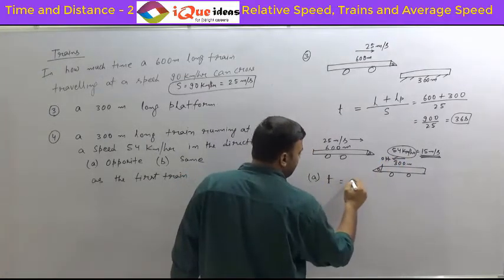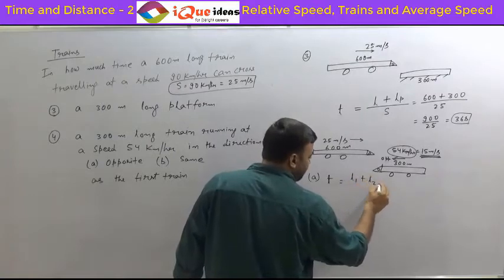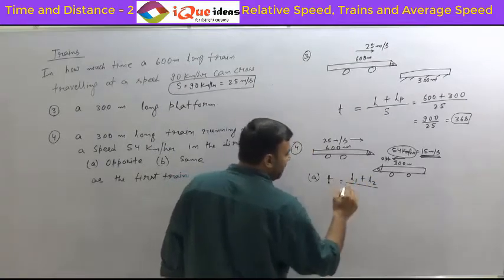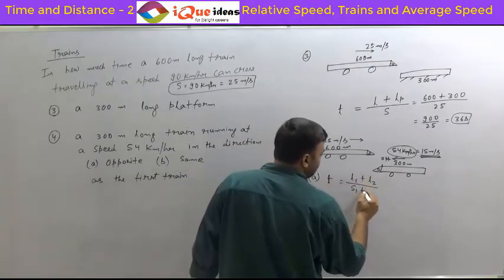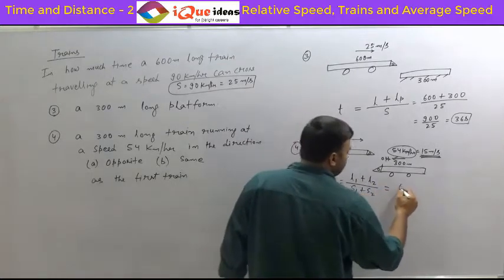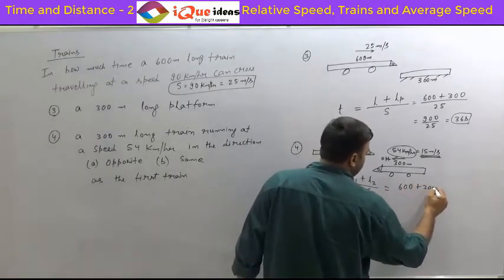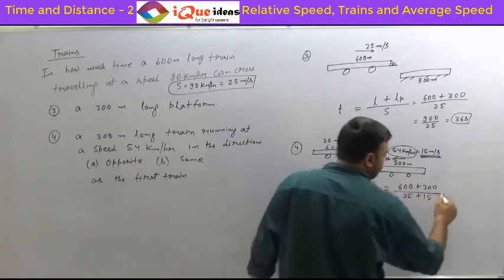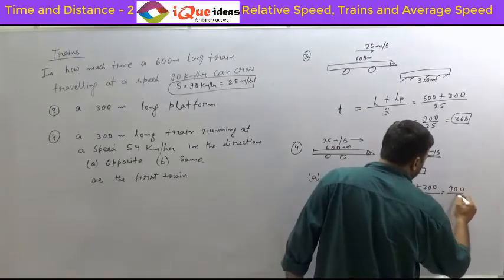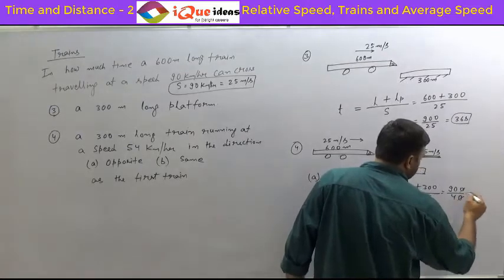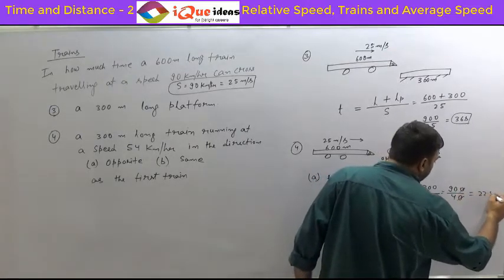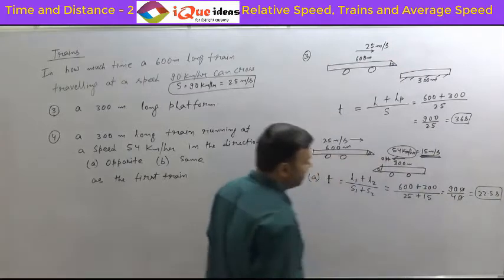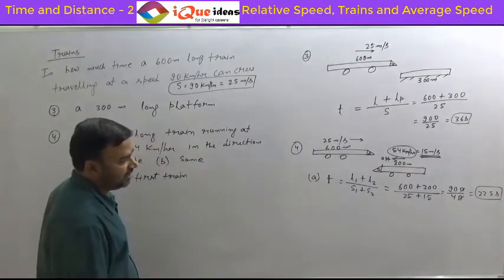So time taken will be equal to the length of the first train plus the length of the second train, L1 plus L2, divided by, for opposite direction, S1 plus S2. So it is 600 plus 300 divided by 25 plus 15. Be careful about the units. So it is 900 divided by 40. This is 90 by 4, which is 22.5 seconds. This is the time taken by them to cross each other.